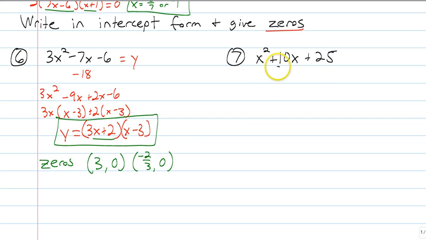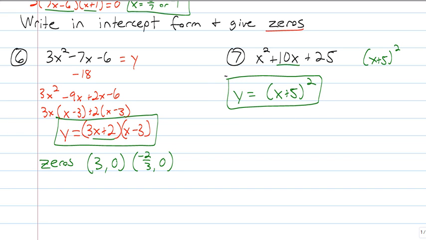You guys should be able to see that this is a perfect square trinomial. X plus 5 quantity squared will give us this middle term, because 5 times x plus 5 times x is 10x, 5 times 5 is 25, x times x is x squared. So this one just factors to y is equal to the quantity x plus 5 quantity squared, and that is intercept form. So I'm already done with that.